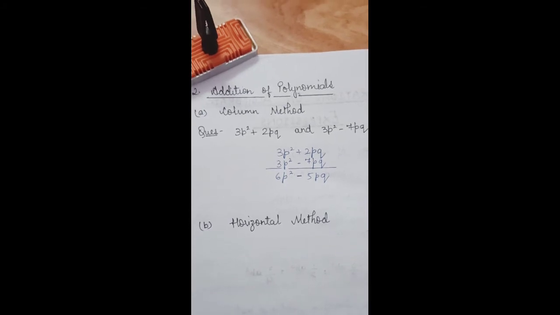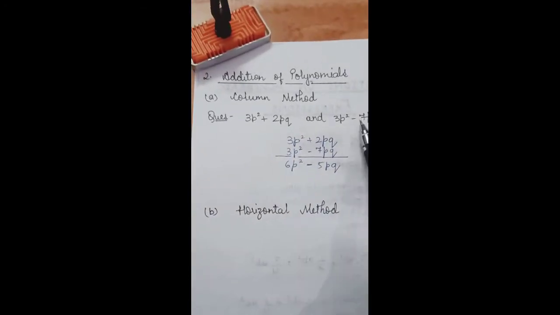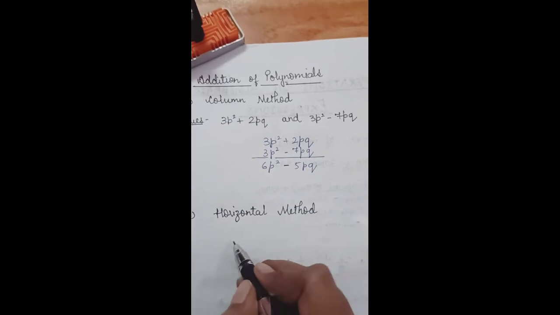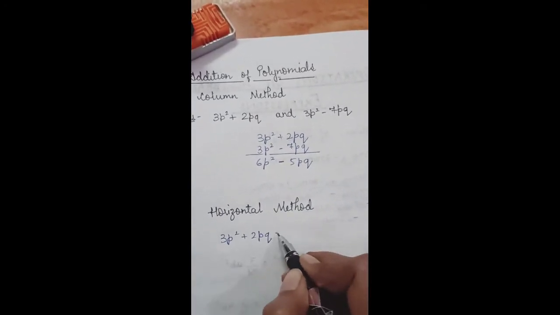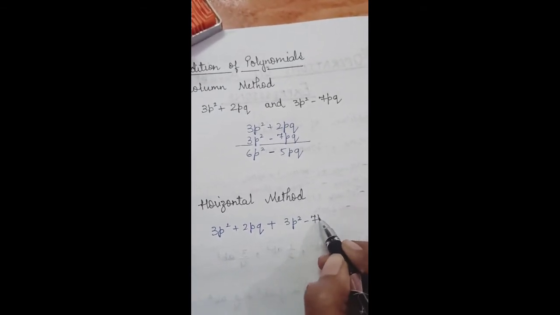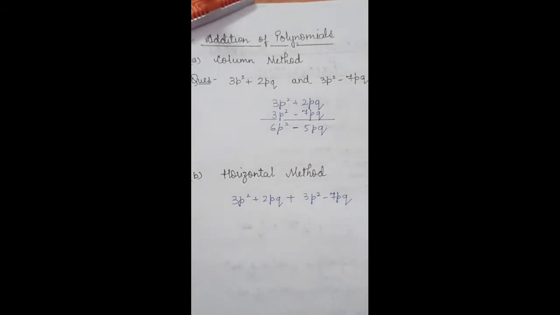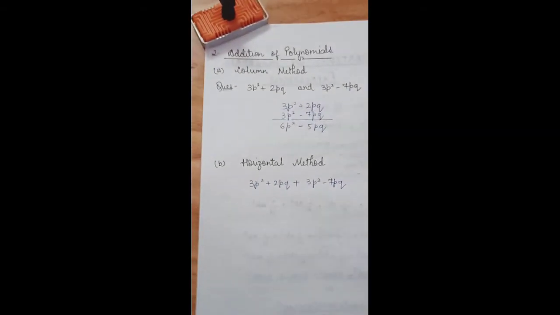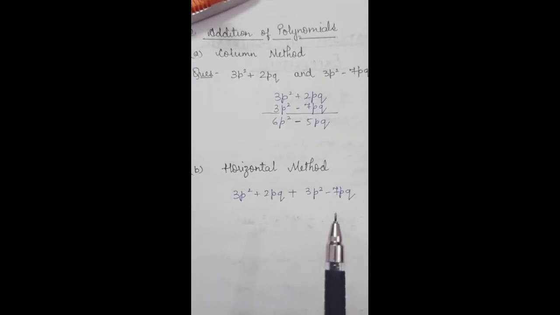Now we'll solve the same question by the horizontal method. What we have to do is add these two expressions, right? So first we'll write 3p square plus 2pq plus 3p square minus 7pq. Now our next step is to group the like terms. First we group the like terms.